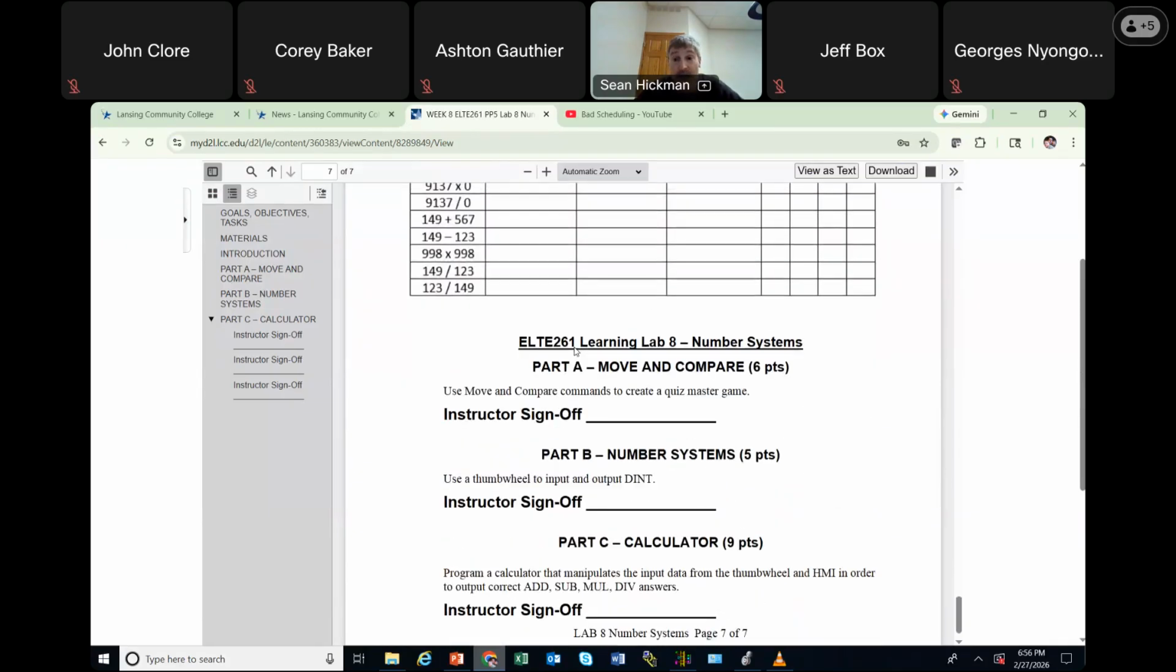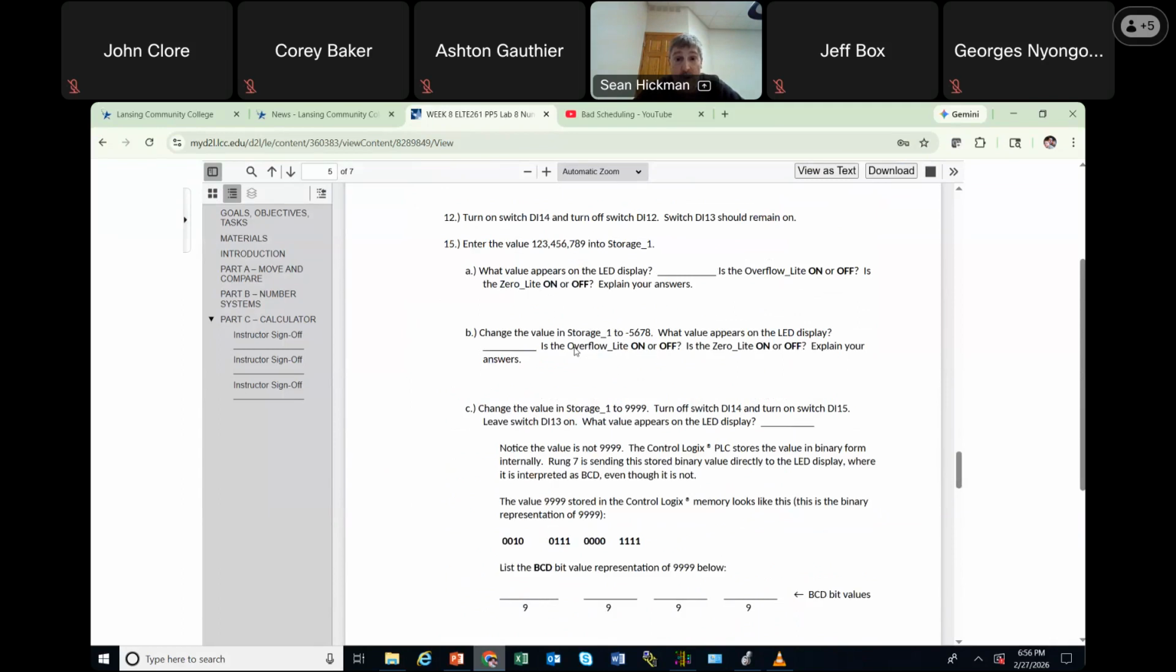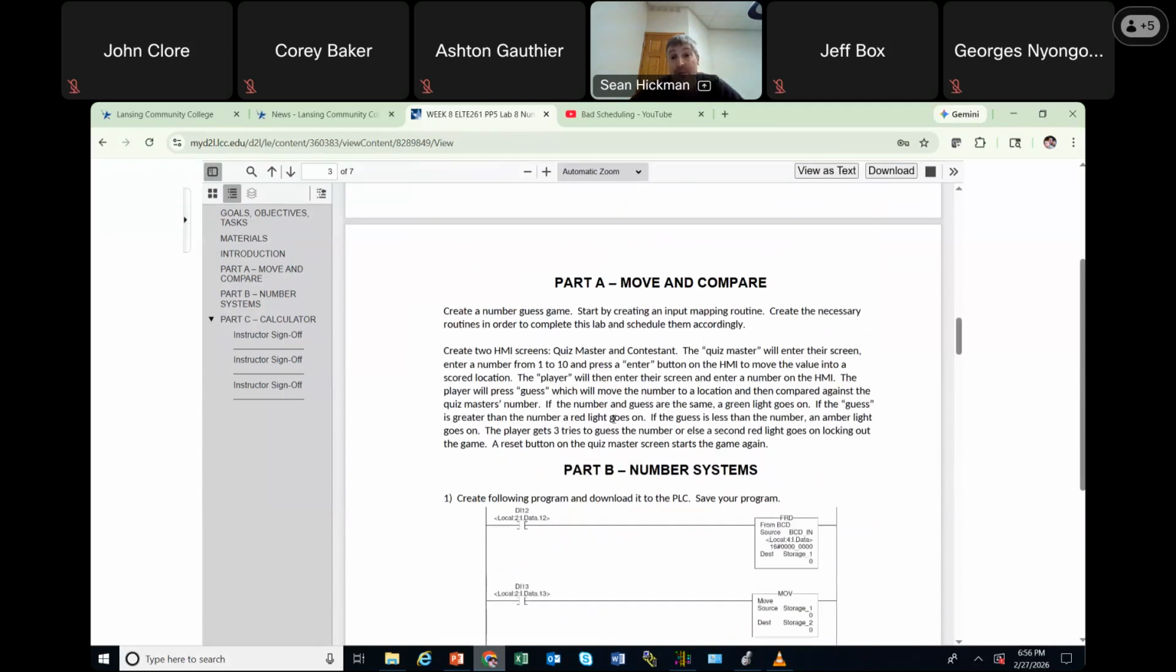So on this lab right here, you want to take a look at part A. I would kind of maybe look at this and kind of in your mind, or even on a piece of paper, draw up what your different HMI screens are kind of going to look like, and think about what your PLC program is going to look like, so that you can get through this move and compare pretty fast. And here's where it breaks down. People that just show up and start trying to program this from scratch spend 4 hours doing part A, where it's about a 30-minute lab.